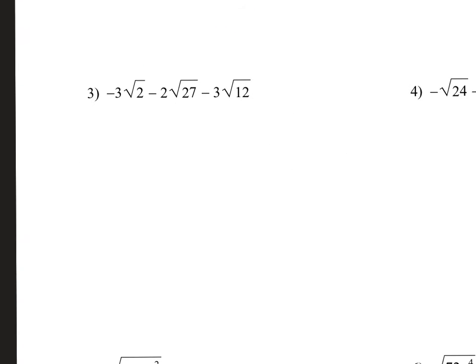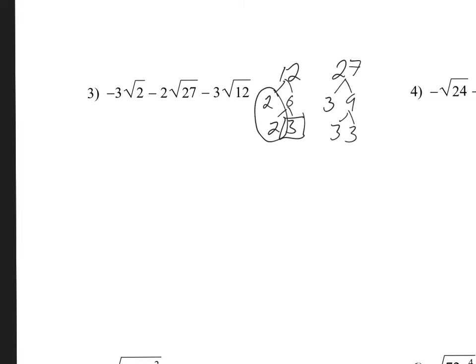For the next one, okay, this one's a little bit harder. What we're going to have to do is try to simplify this a little bit. So 12, how can I break up 12? Well, I could do 2 and 6, 2 and 3. So I have a pair of 2s, I have a 3. For 27, I have 3 and 9, and then 3 and 3. So I have a pair of 3s and a 3 left over.